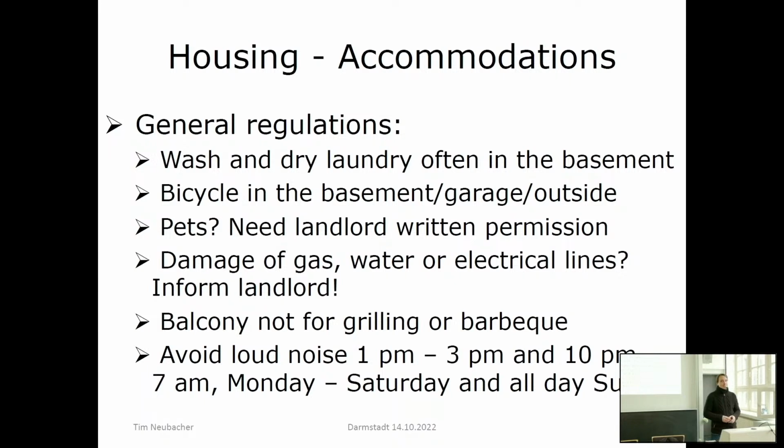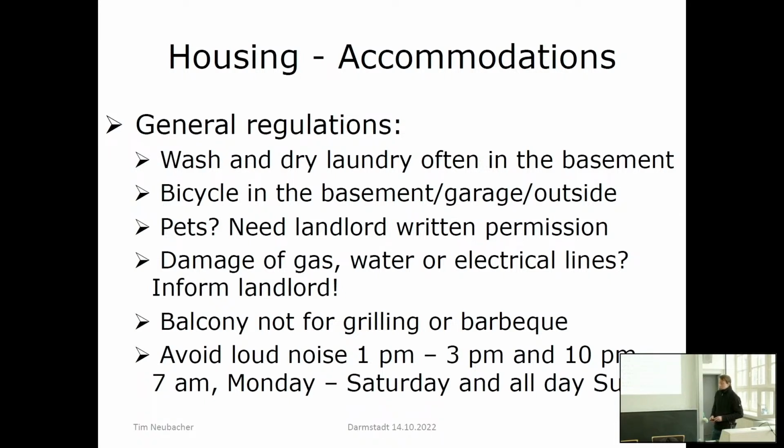Pets, you need to ask the permission of your landlord whether you're allowed to have pets, actually. So just don't buy a dog or a cat or whatever without asking a landlord, because that might actually be a reason to, damn, I'm missing the words. I need more coffee. Yeah, throw you out of the flat, let's say.